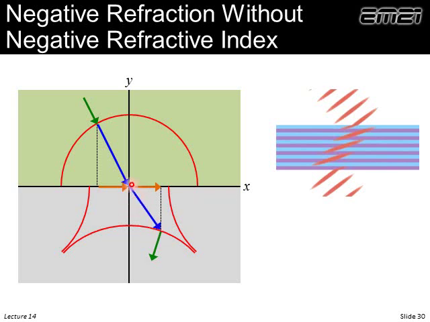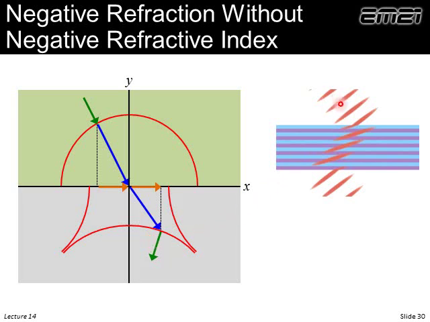It bends a little bit, but the power is defined to be normal to that isosurface. It's traveling to the lower left now. That's called negative refraction, and phase and power are going in different directions.